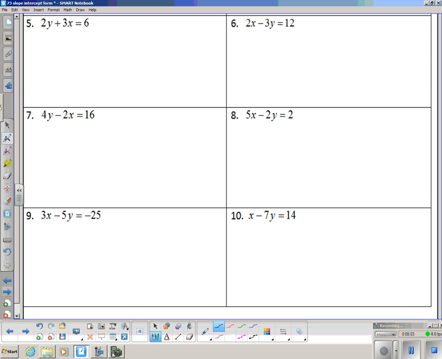These are all the same problem, but I just want to do one with you. I want to take a look at number 8. I get 5x minus 2y equals 2. It needs to be in y equals format, so y needs to be equal to something. So I have to get y by itself, isolating y algebraically. To do that, I'm going to subtract 5x.